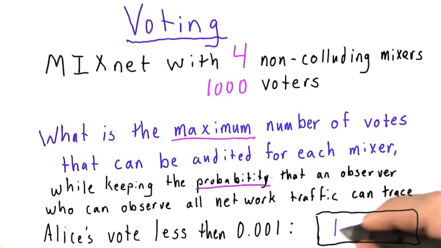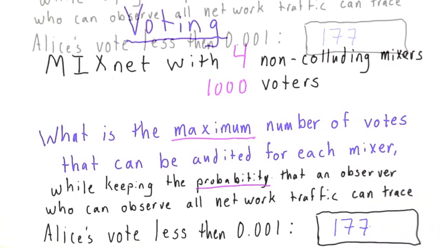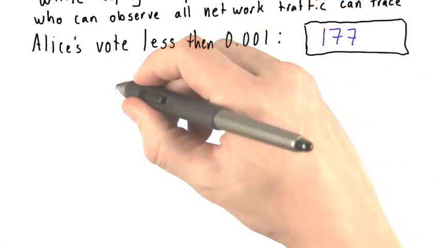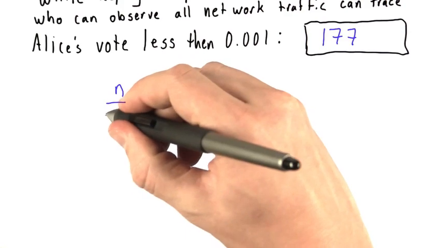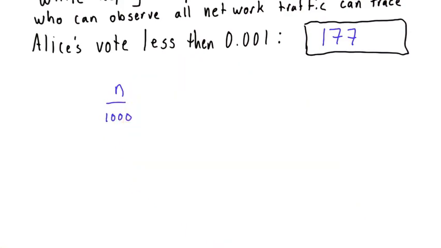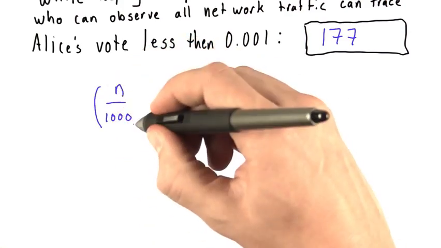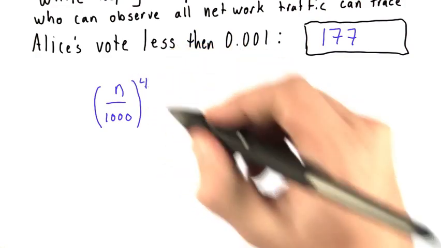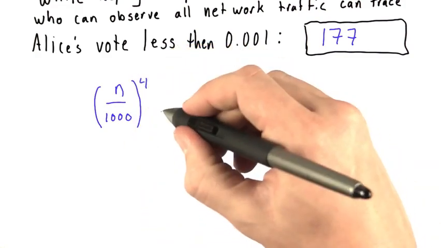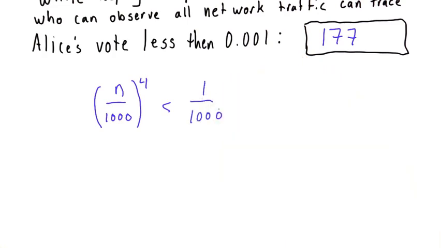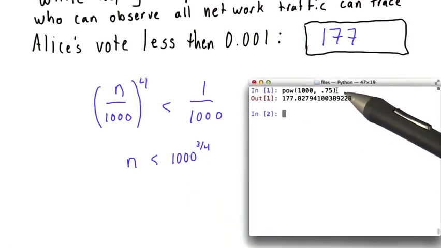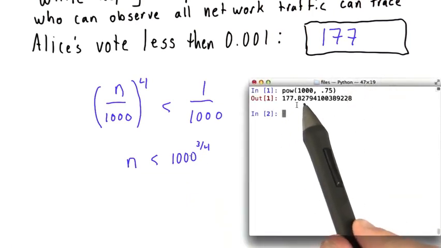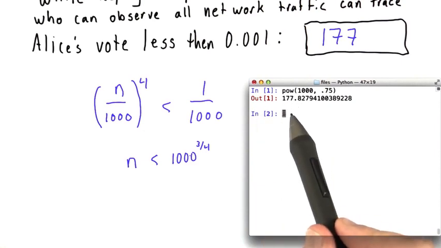And the answer is 177 audits. To calculate this, say we audit n votes. Then the chance of tracing Alice's vote on one mixnet is n over 1,000. And to trace it through 4 mixnets, the probability becomes (n over 1,000) to the 4th power. And we want this value to be less than 1 over 1,000. Rearranging, this means we want n to be less than 1,000 to the 3/4 power, which we can calculate in Python to get 177.8. And so n equals 177.